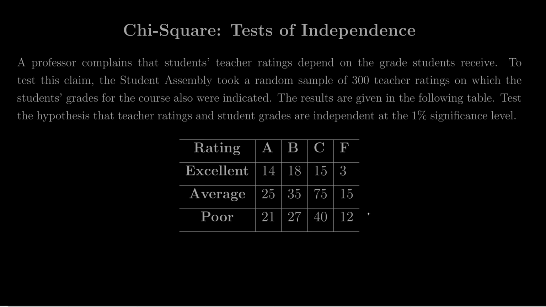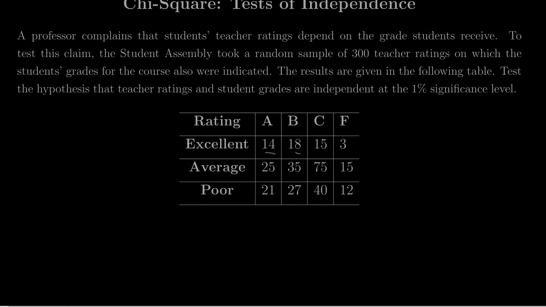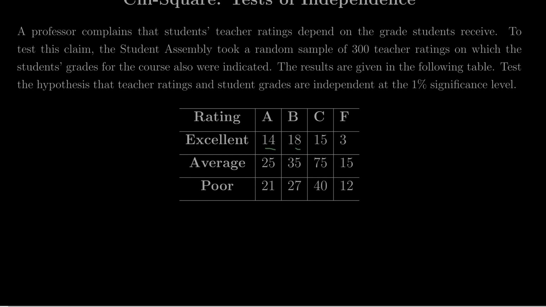So we see the results in the table. Excellent, average, and poor, and the grades A, B, C, and F. And these numbers in here are the frequencies of each that have occurred. So we'll begin by stating the hypotheses.